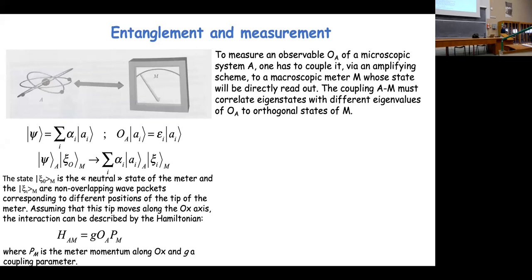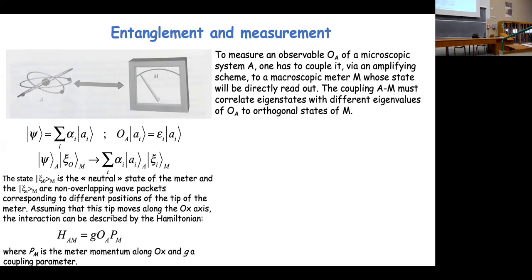There are several models you can construct, but the simplest one is what I show here. Assume that the Hamiltonian of the coupled system is proportional to OA times the momentum of the meter M. I assume that the meter M is just a point moving on a line, and I call PM its momentum. G is just a coupling constant, homogeneous to an energy, times OAPM.